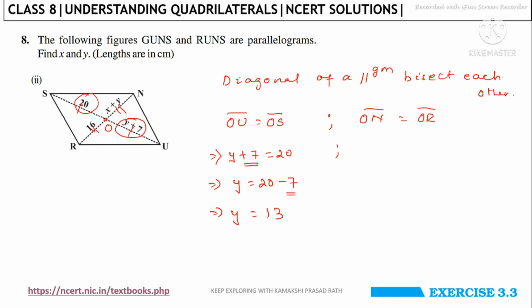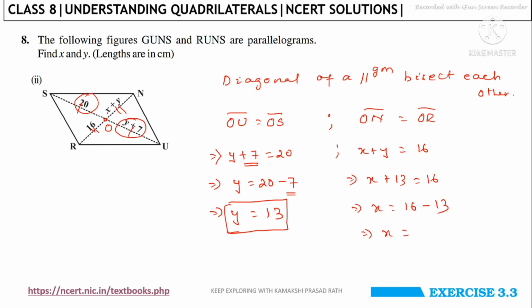Now moving on to ON. ON is x plus y equals 16, implies x plus 13 equals 16, since from the previous equation we have got y as 13. So x equals 16 minus 13, so x equals 3. Hence we have got the values of x and y. So x is 3 and y is 13.